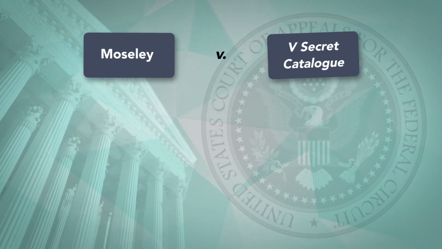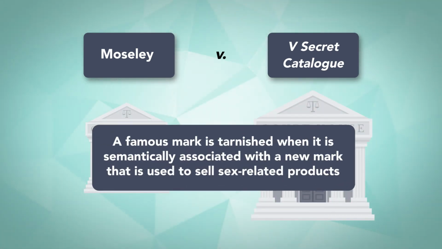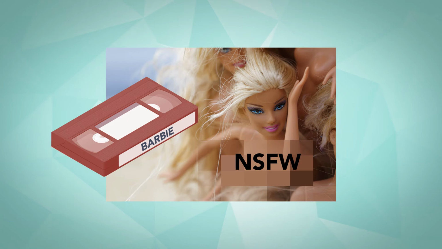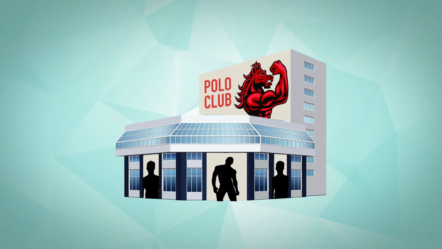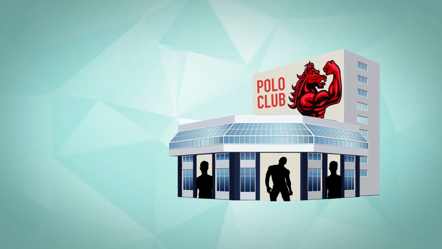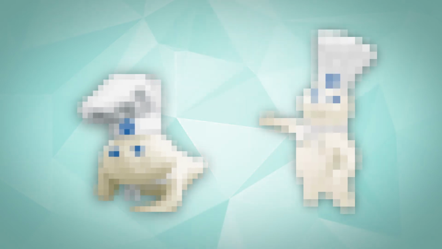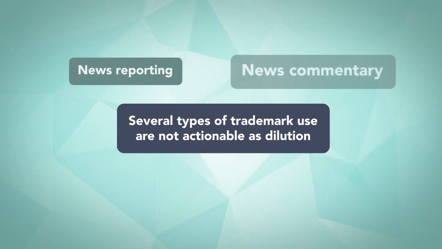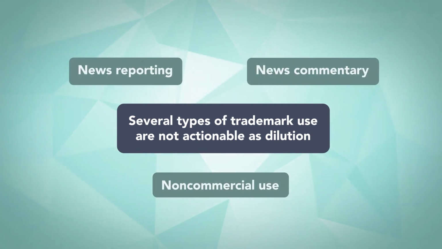As detailed in that case, several other courts have held that a famous mark is tarnished when it is semantically associated with a new mark that is used to sell sex-related products. Examples include Barbie pornography, an adult entertainment club named the Polo Club, and a sexually oriented variation of the Pillsbury Doughboy. Several types of trademark use are not actionable as dilution. These include news reporting, news commentary, and other non-commercial uses of the mark. We will explore these concepts next.